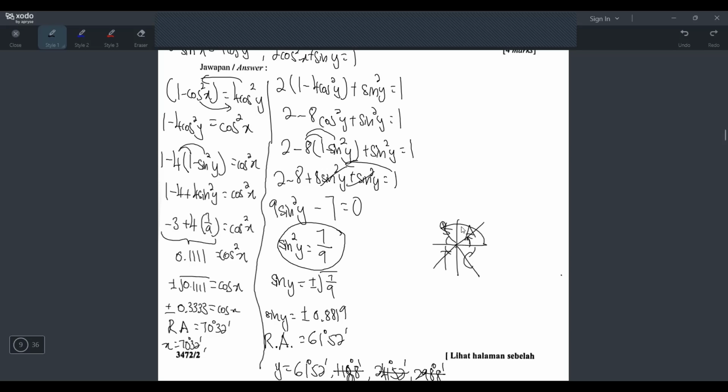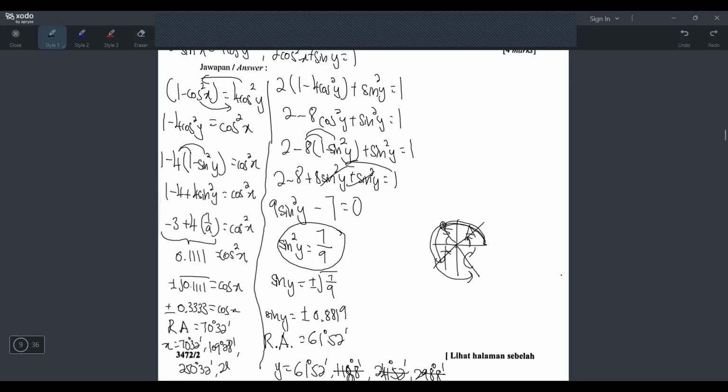So 180 minus the answer, 109 degree, 28 minute. And then the third quadrant answer, turning until here, is 180 plus the reference angle. So I will get 250 degree, 32 minute. And then the last one is from here to here, which is 360 minus the reference angle. 360 minus 70 degree, 32 minute. My calculator gives me 289 degree, 28 minutes.